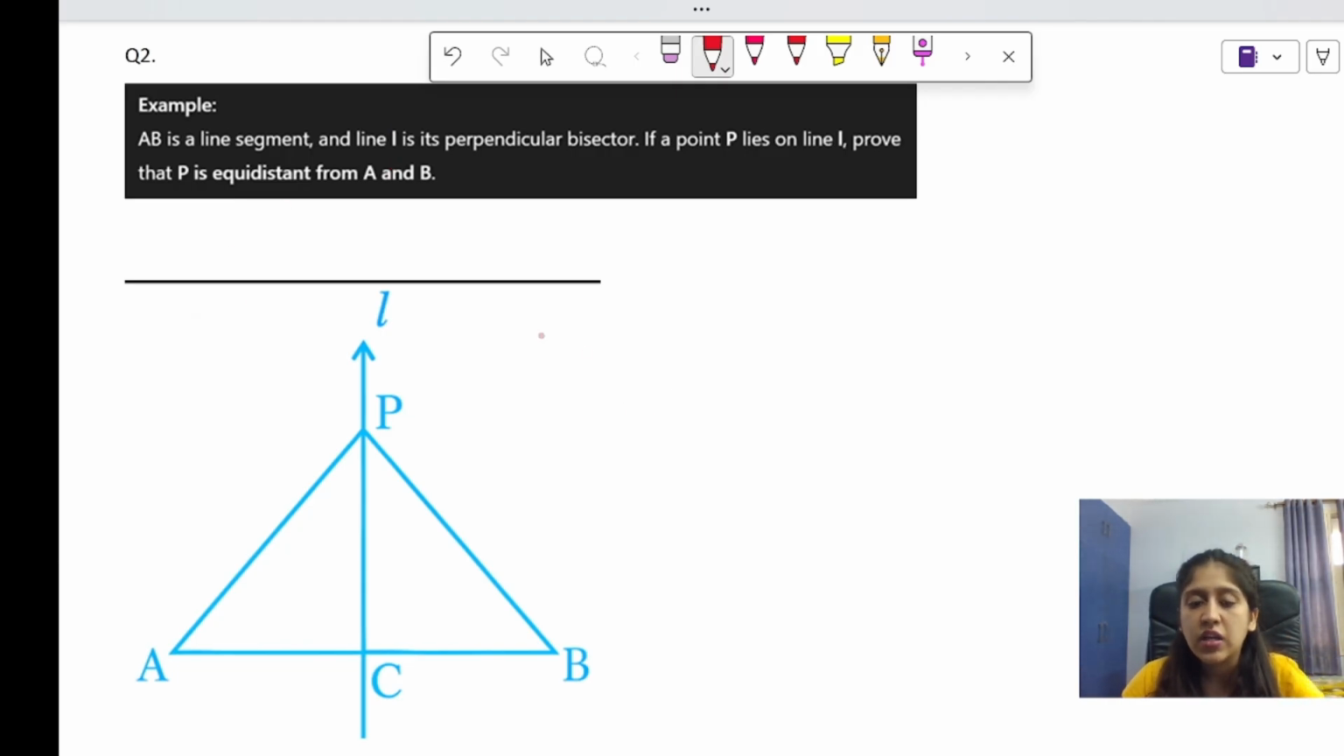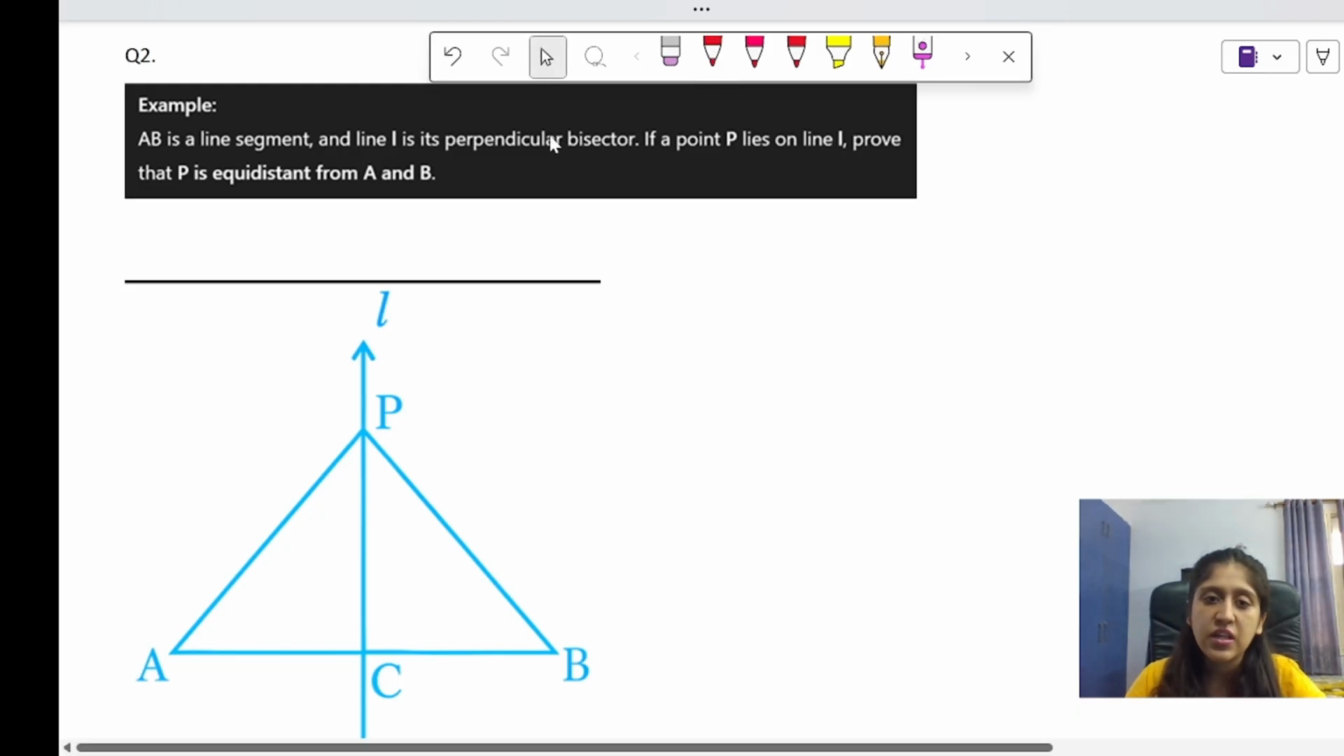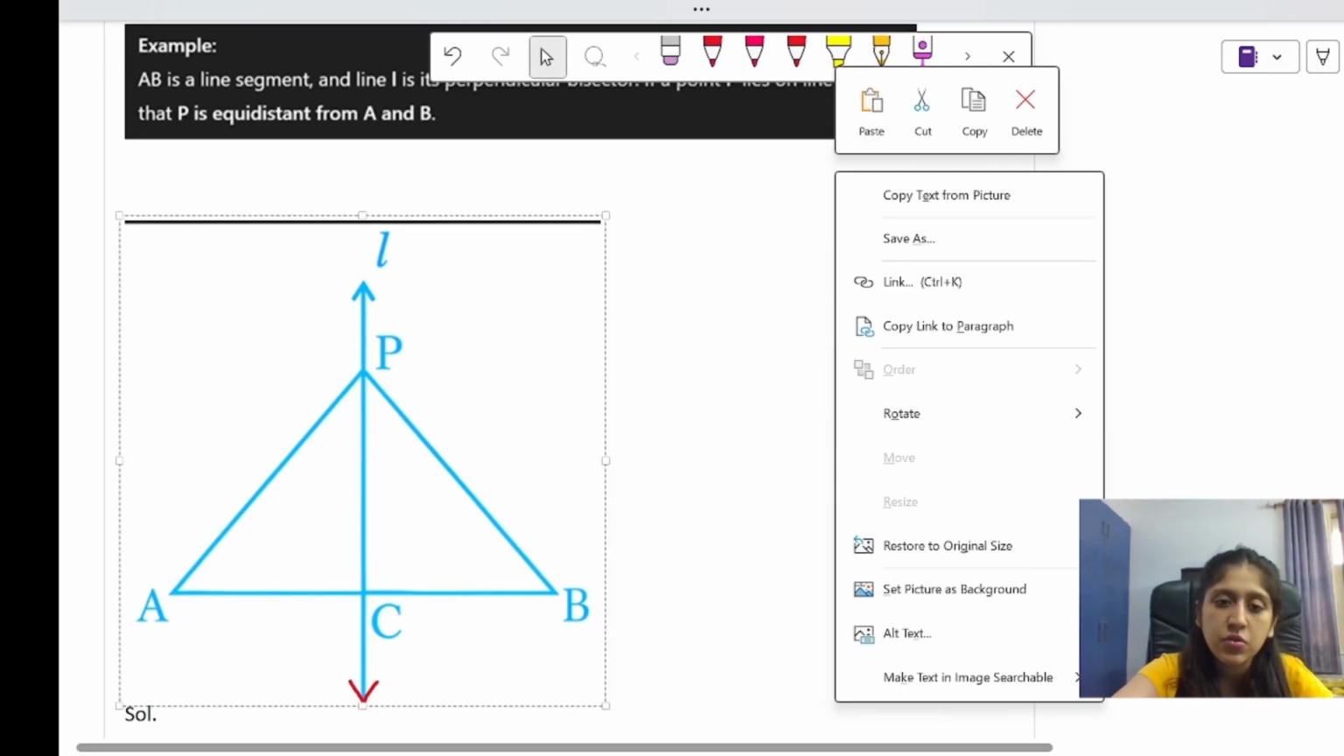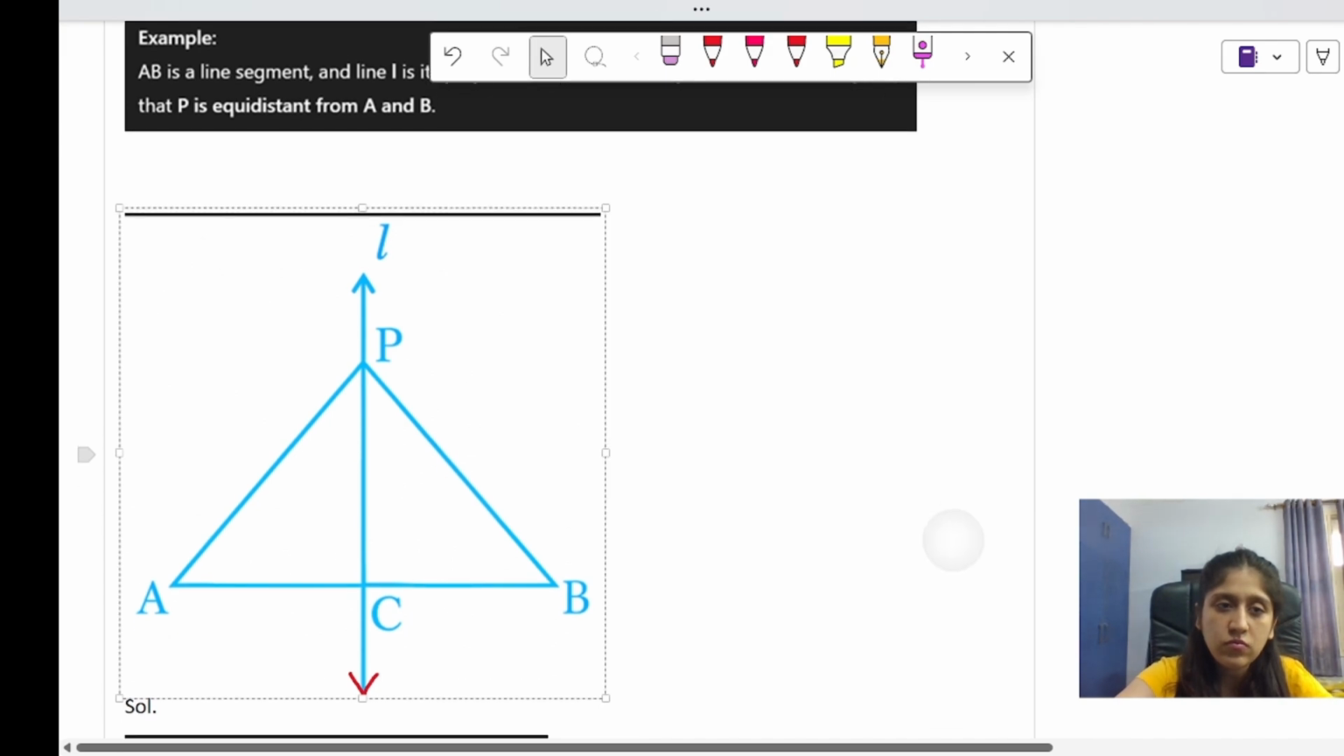ठीक है? Now I have another diagram as you can see. ठीक है? ये एक अलग diagram है. ठीक है? मैं थोड़ा सा ऊपर कर देती हूँ. Okay.